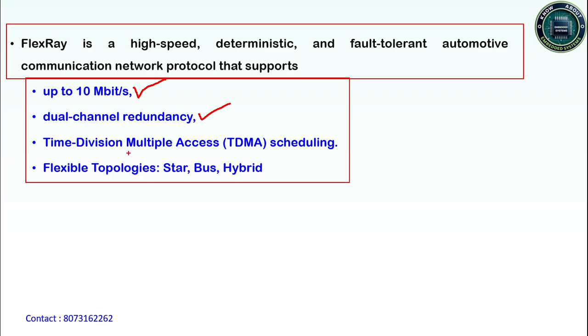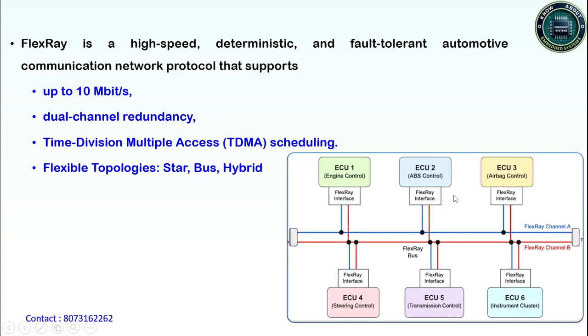FlexRay uses time division multiple access, or you can say it will support both time division as well as event-driven. Both it will support. FlexRay will also support different configurations like star, bus, and hybrid topologies, whereas CAN will support only bus topology. So if you observe here, this is my complete car network or ECU network. We have ECU 1, 2, 3 and so on, and these ECUs are connected with a common channel.